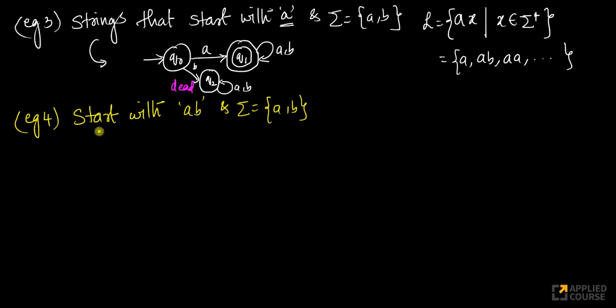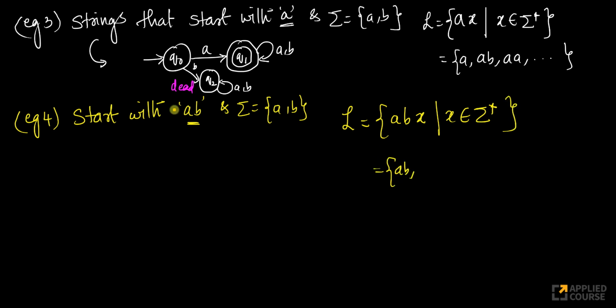Similarly, imagine if I want to build strings, okay? If I want a language that starts with AB, which means your language is going to look like this: AB followed by X, such that X is an element of sigma star. In other words, you want AB to be part of this language. You want ABA, you want ABB, anything after that. But you have to start with AB. So let's actually construct the finite automata for this.